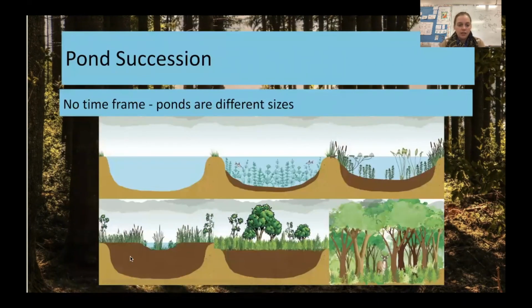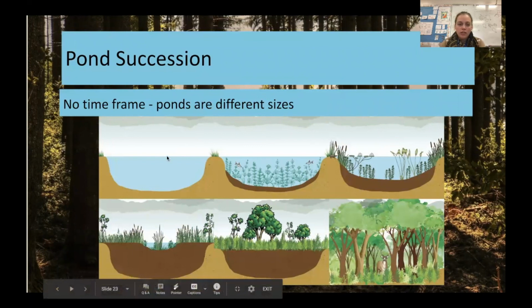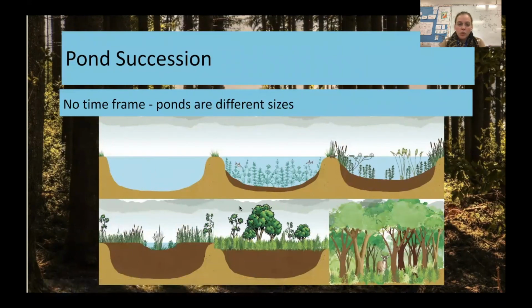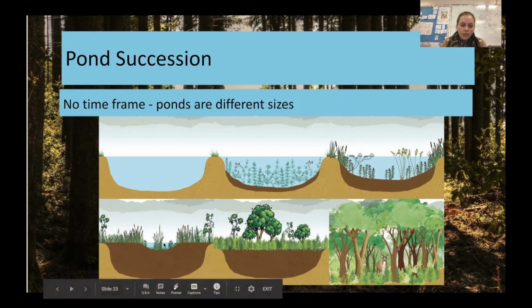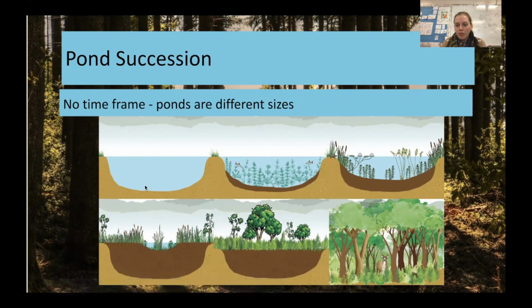Pond succession, notice, has no time frame on it. Ponds are different sizes and different depths. So depending on how deep the pond is, this could take a long time or it could be pretty quick. Still, we have plants that are going to move in, decay, and you'll increase the depth of your soil in the bottom of that pond until eventually there's hardly any pond left. It's finally gone, and then you get your climax community. And again, no time frame, because the size and the depth of the ponds are all going to be different. The location could also play a role in how quick this happens, depending on how fast you get these plants growing and decaying.